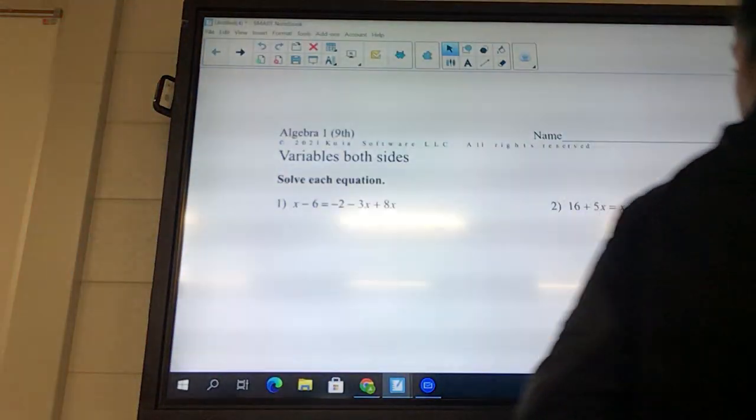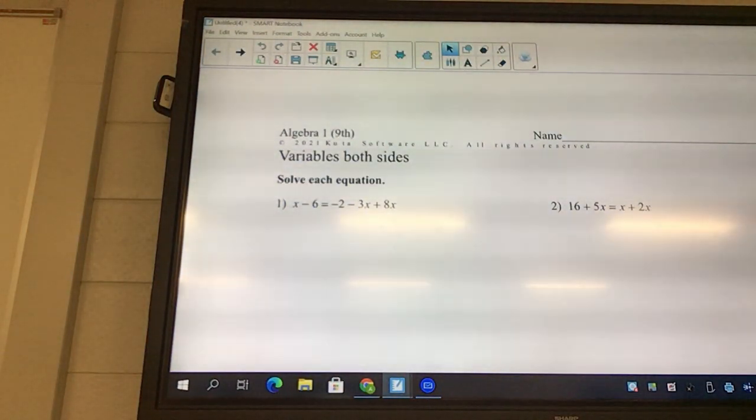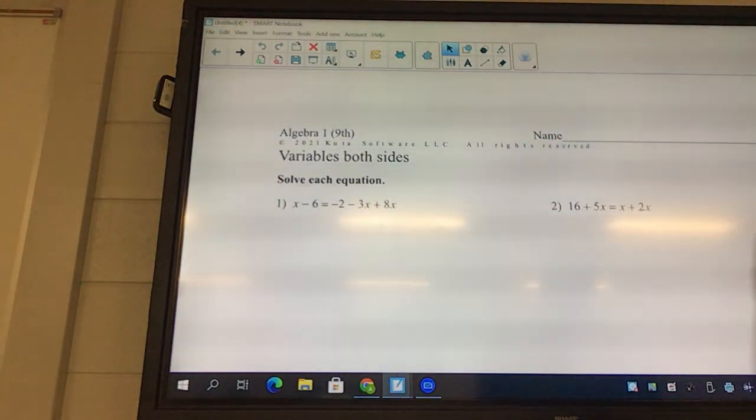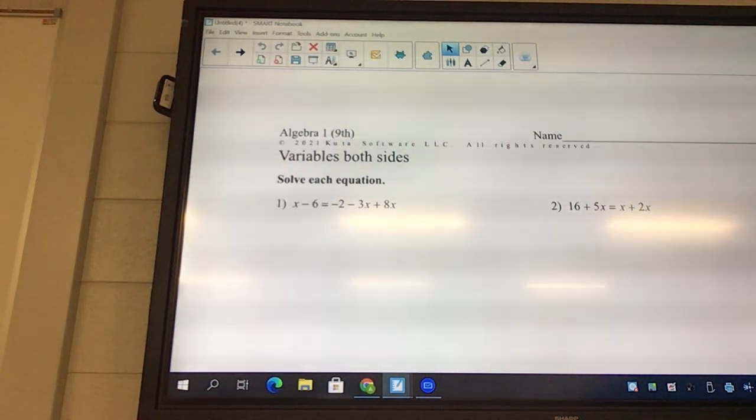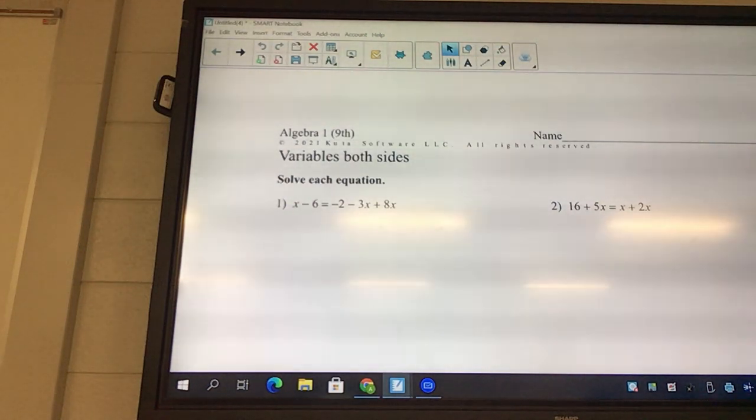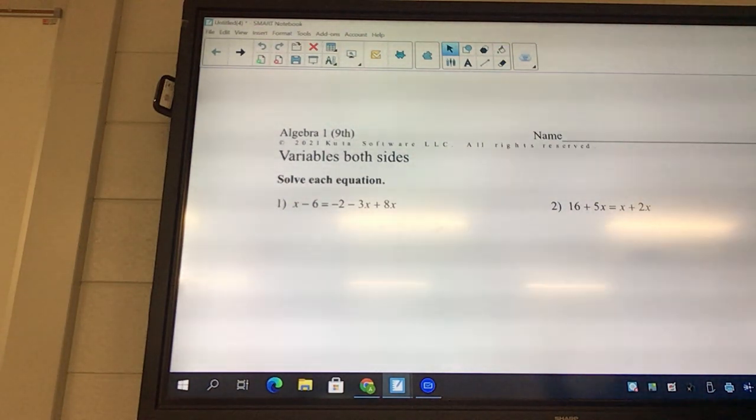All right, so today we are doing variables on both sides. So far we have done one-step equations, two-step equations, multi-steps, so that means 3 or more steps. But they've all had the variables on the left side, okay? And so we're gonna do some where you have variables on both sides.